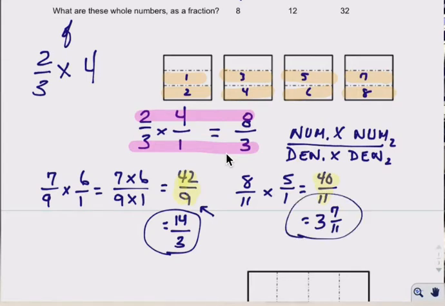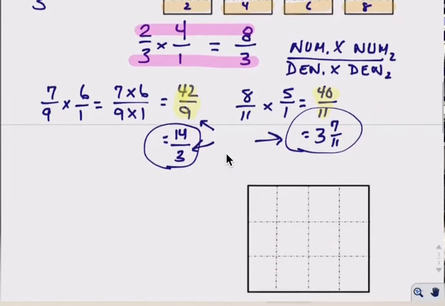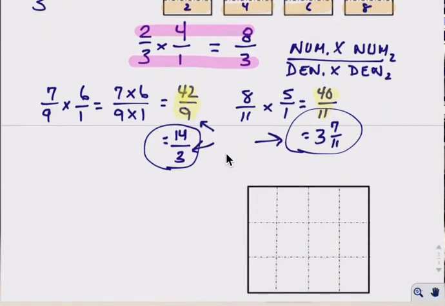Okay, so as long as our fractions are in simplest form, we're happy. We can leave them improper or mixed if we want, and we'll see why as we move along with multiplying and dividing fractions, why sometimes it's better just to leave them improper.